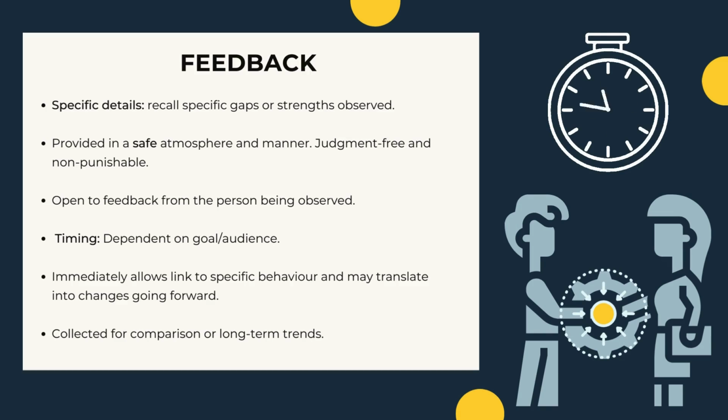Auditing information that is collected can be provided as immediate feedback or planned feedback. When providing feedback, it's important to include specific details, as this will help to be able to recall specific gaps or strengths that you observed. The staff being observed should also be allowed to provide feedback. Appropriate timing of the feedback must be considered. The feedback collected can be used for comparison or long-term trends. And most importantly, you should always aim to keep the feedback non-threatening by providing it in a safe atmosphere and in a manner where the staff member does not feel they are being judged or punished.